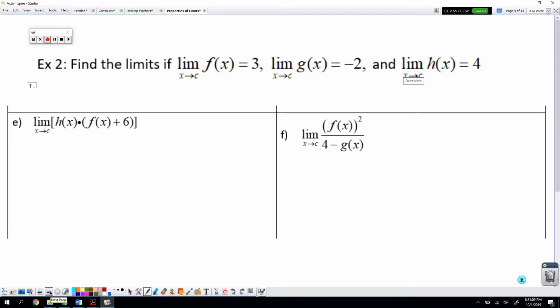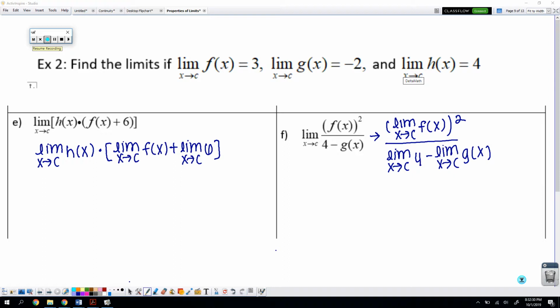Alright, so I will tell you that for letter E and letter F, you want to make sure that you're doing the order of operations correctly. So this one says that we're going to do h times the sum of f of x plus 6. So rewrite it, and then we'll talk about what order you need to be.